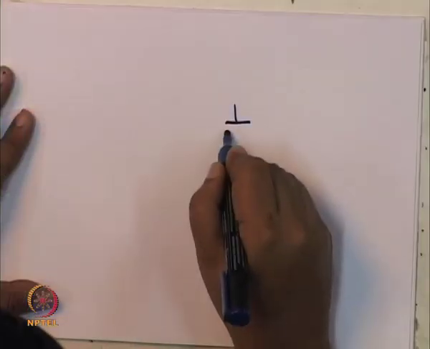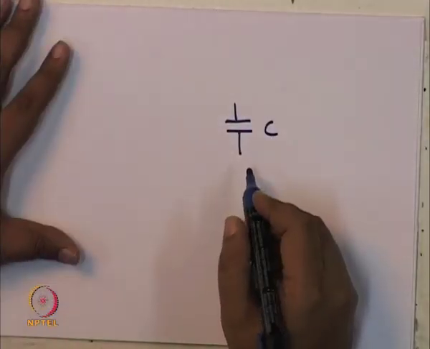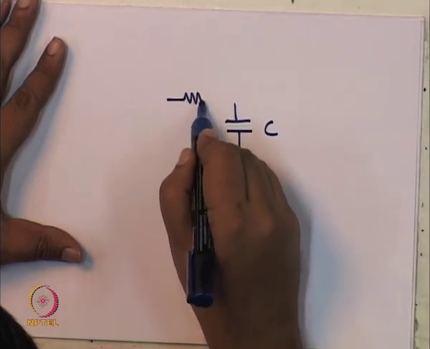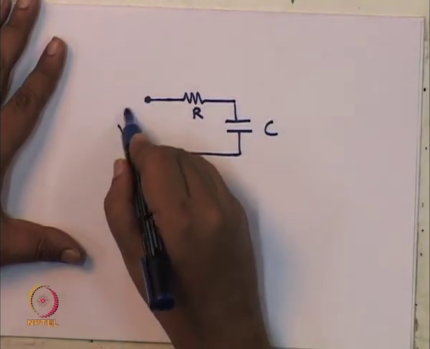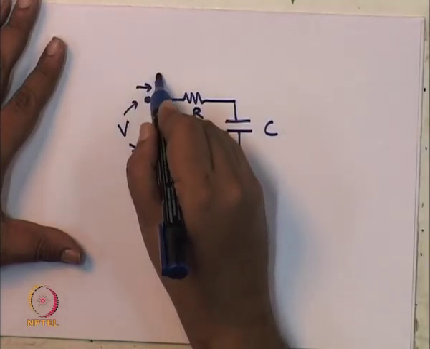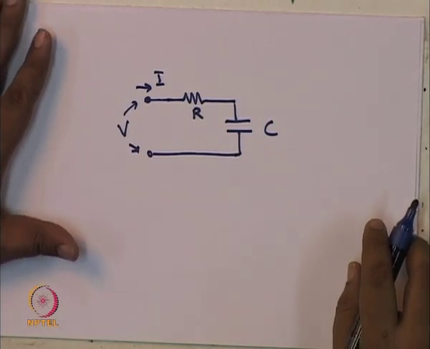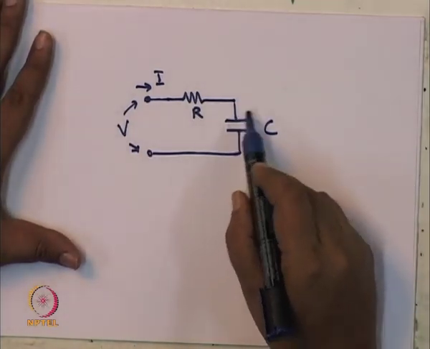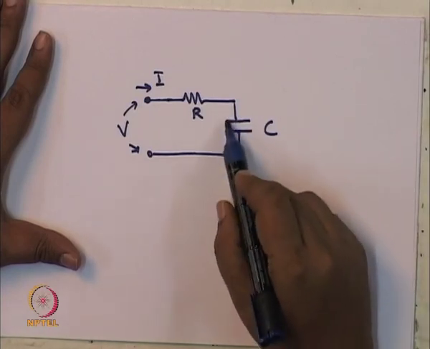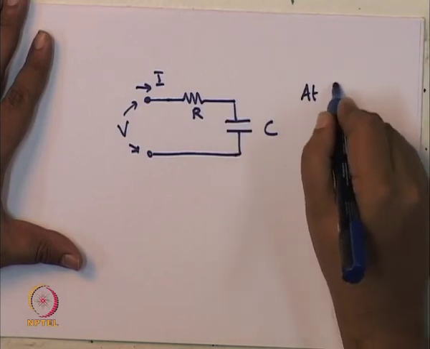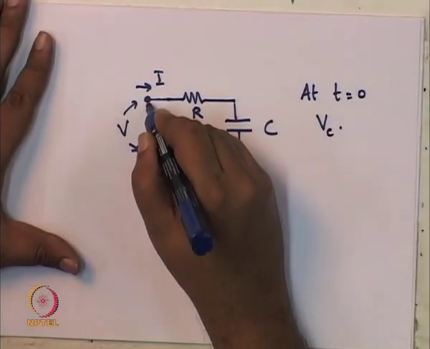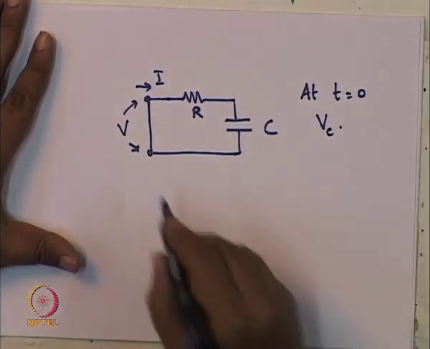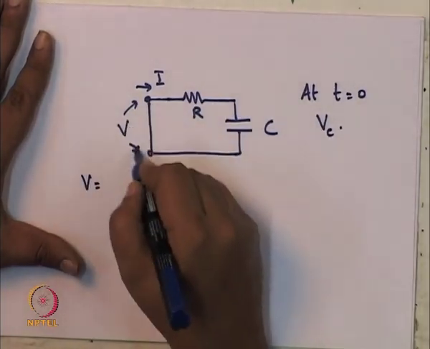So suppose now instead of a resistance, you have a capacitance. And suppose you also have a resistance here, and then we apply a voltage V, and the current going in is, let's say, I. Now, let me also additionally assume that this capacitance is charged, and so at time t equal to 0, the charge on the capacitance is Vc. And then let me short this. If I short this, then V, that means the terminal voltage, is 0.